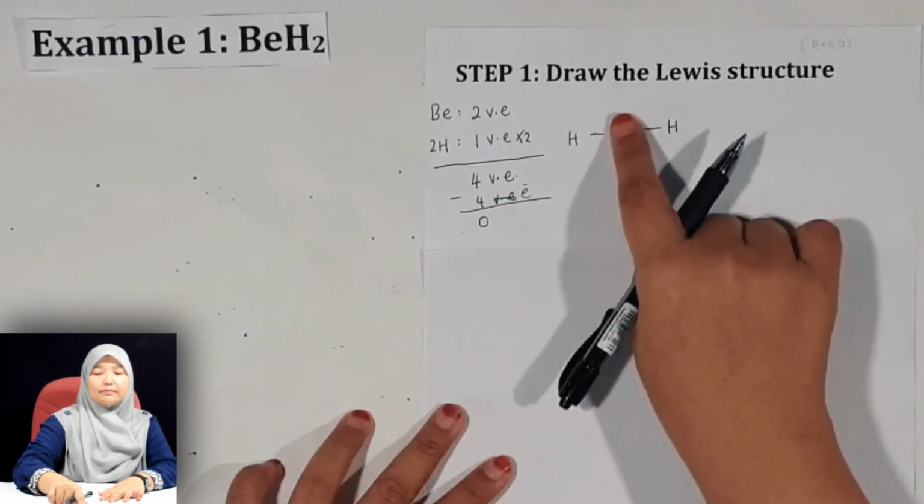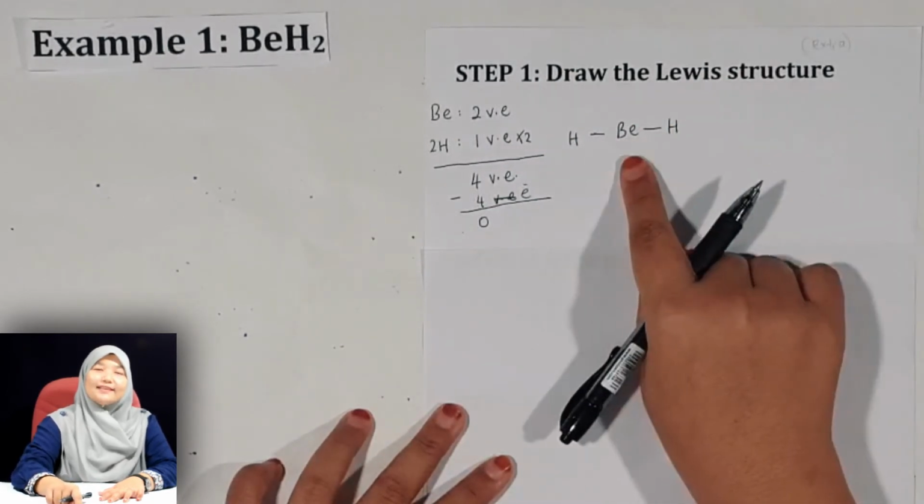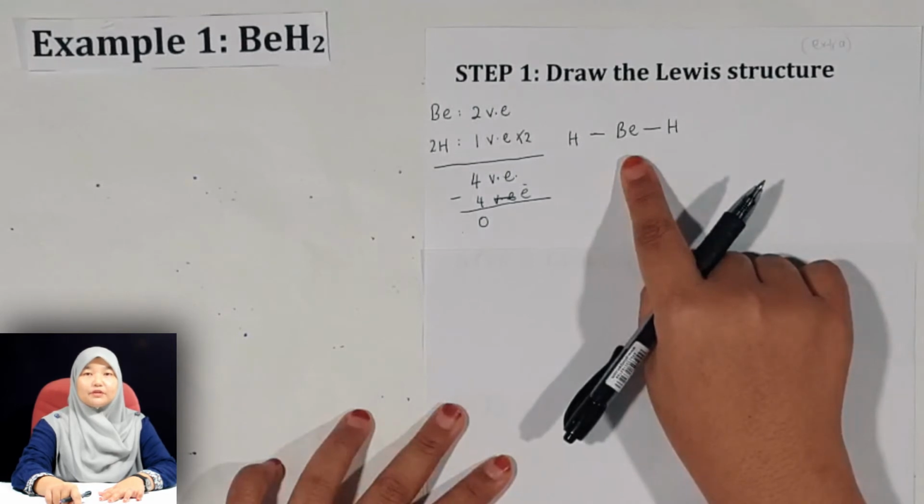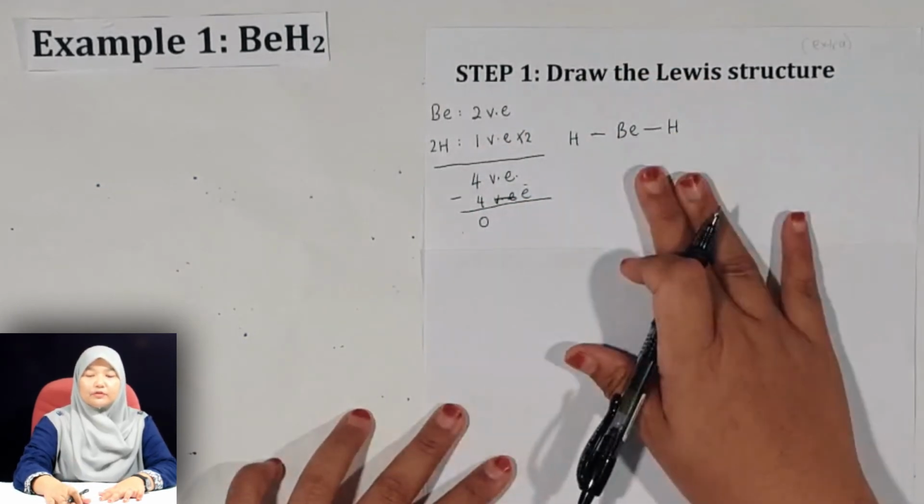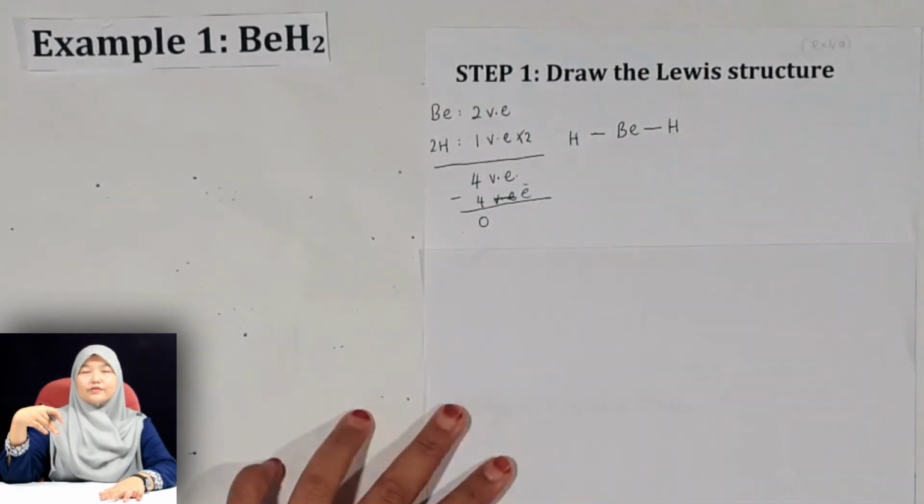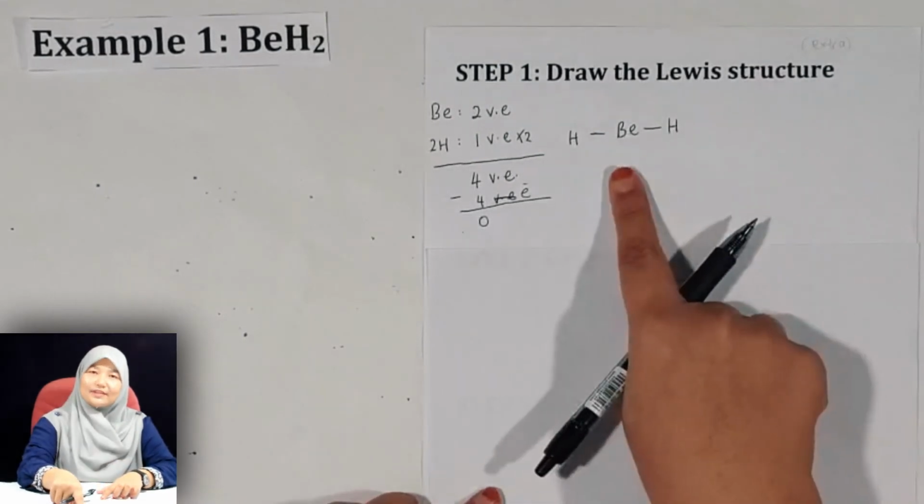So, semua elektron kita dah guna. Jadi tak perlu letak apa-apa elektron dah dekat Be. So, ini dah Lewis structure yang betul. Sebab Be dia boleh incomplete octet. Okay, dah settle Lewis structure, dah betul. Next, kita akan extract beberapa information daripada Lewis structure ini.